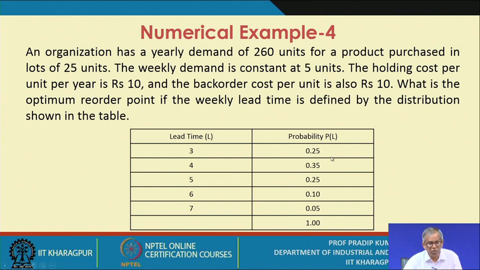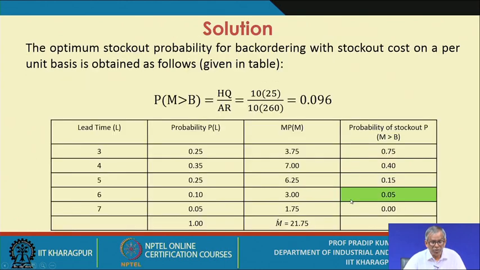So please go through these numerical examples. All the data are given in this table, the lead time against the lead time probability; the distribution is given. The possible lead times are 3, 4, 5, 6, 7 days, and the corresponding probabilities are also given.